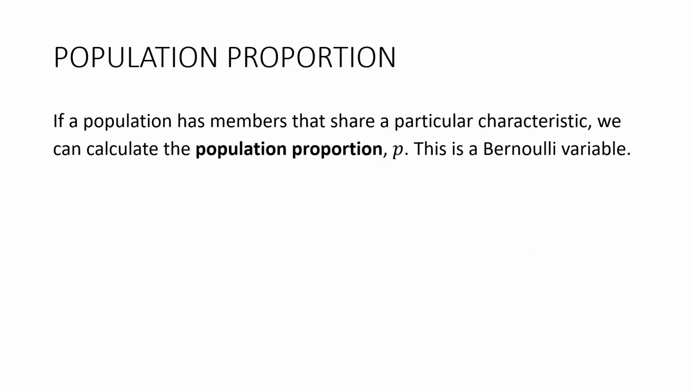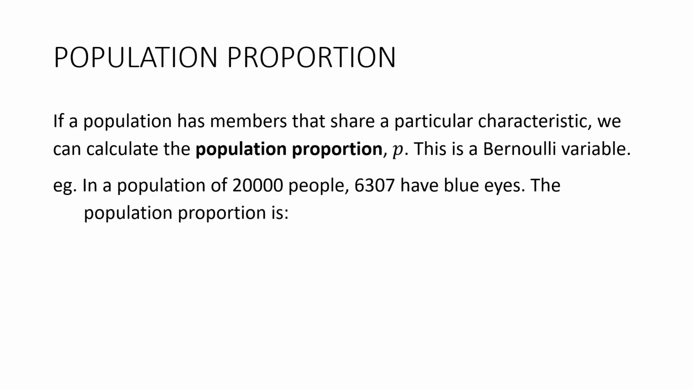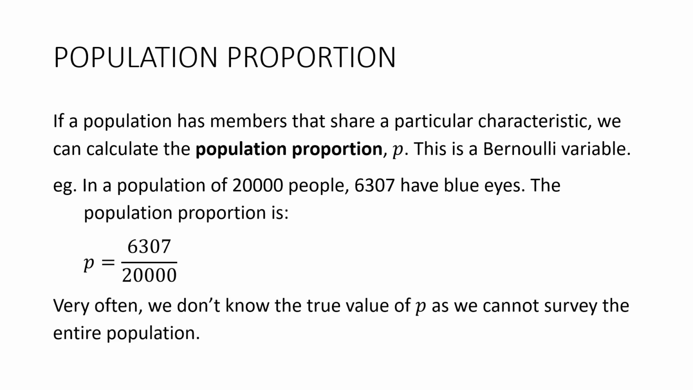So let's start with population proportion. If a population has members that share a particular characteristic, we can calculate the population proportion, P. This is a Bernoulli variable because you either have the characteristic or you don't. Here's an example. In a population of 20,000 people, 6,307 have blue eyes. The population proportion is 6,307 divided by 20,000. Now here's the thing.